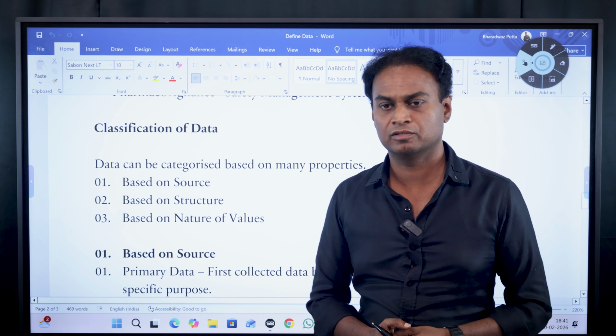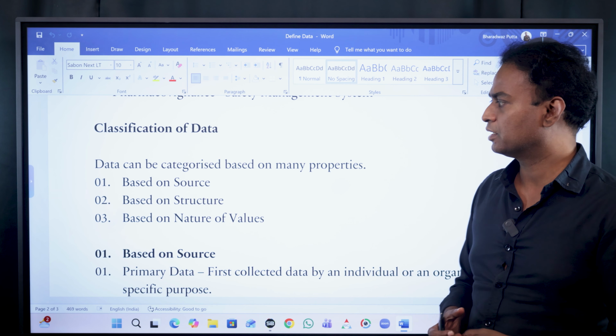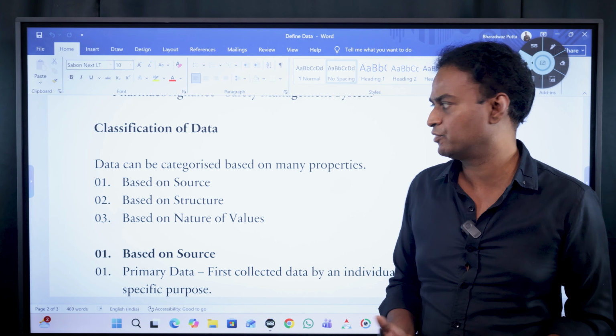Next one is classifying the data. You have a lot of data. See, there are various forms of data, right? How do you classify the data? You cannot put everything in one place, right? You have to classify it.